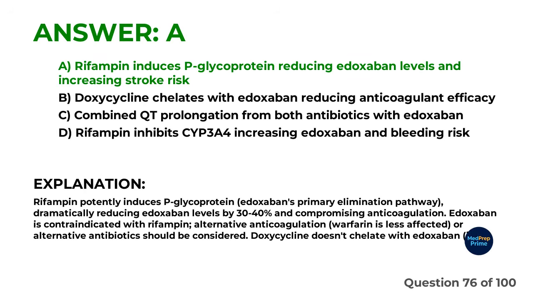Correct answer. A. Rifampin potently induces P-glycoprotein, edoxaban's primary elimination pathway, dramatically reducing edoxaban levels by 30 to 40% and compromising anticoagulation. Edoxaban is contraindicated with rifampin. Alternative anticoagulation, warfarin, is less affected, or alternative antibiotics should be considered. Doxycycline doesn't chelate with edoxaban. It chelates with divalent cations. Neither antibiotic significantly prolongs QT. Rifampin induces, not inhibits, CYP enzymes. This interaction puts patients at serious risk for thromboembolic events.